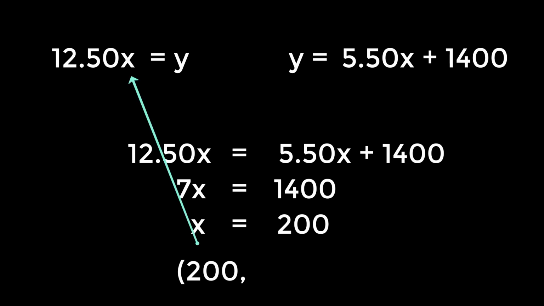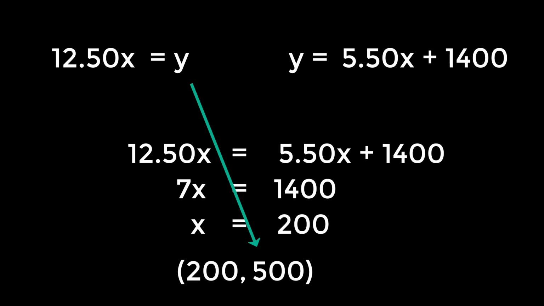Now substitute the x you found into one of the formulas to get the y value. She will break even after selling 200 hats, and income and expenditures will both be equal at $500 at this point.